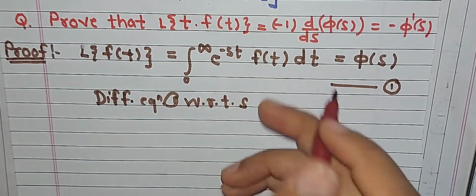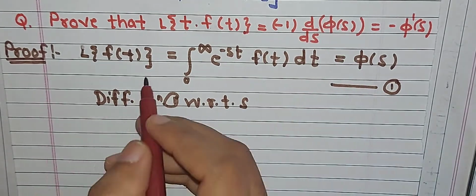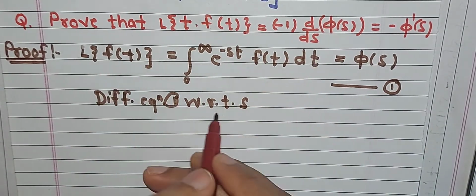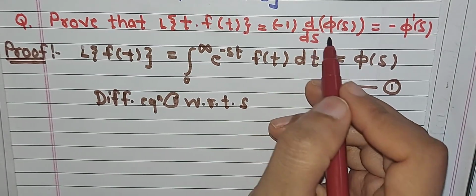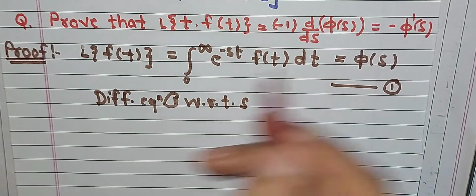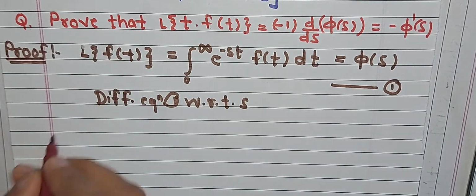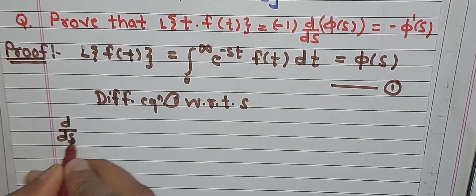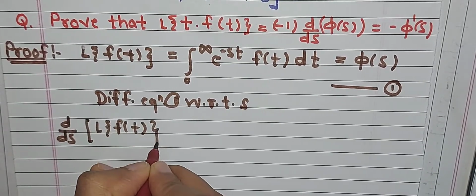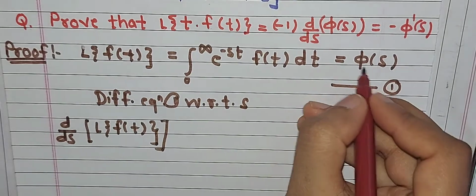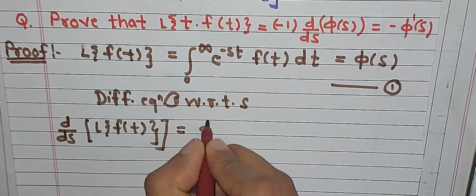Now the next step is, observe one thing in our given statement. Here a derivative is there, therefore we have to differentiate our equation number 1 with respect to s. This is possible because of this statement, therefore we will differentiate equation number 1 with respect to s. So its LHS becomes d by ds of Laplace of f of t. Okay, so this is my first term.